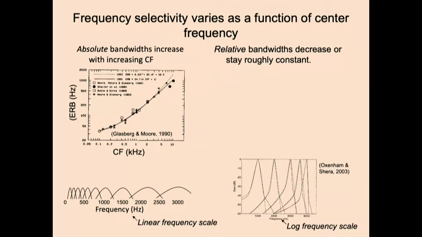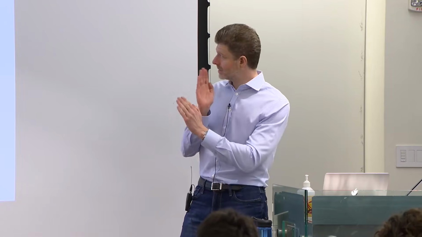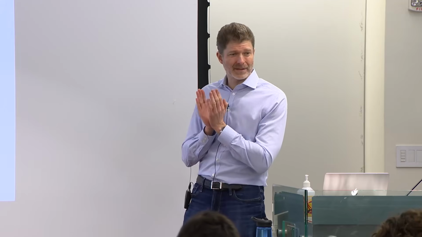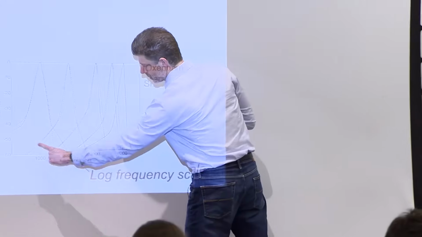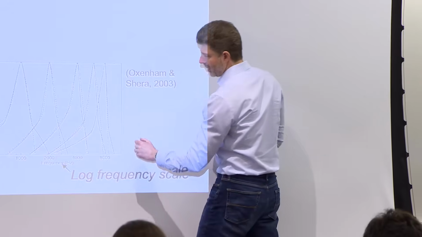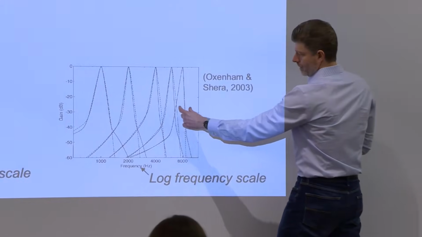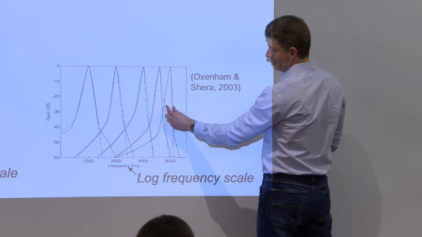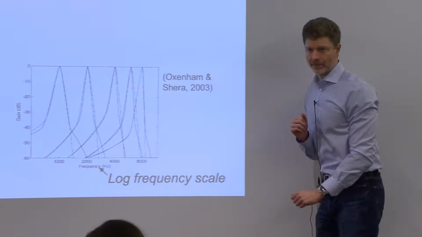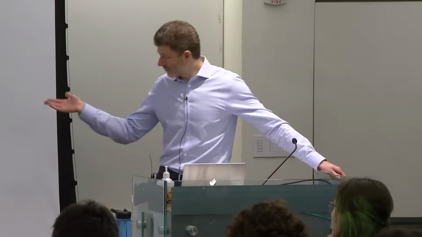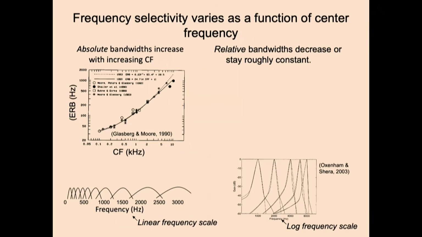Now, if you look at the relative bandwidths, so if you express the bandwidth relative to the center frequency, they actually stay pretty constant or even decrease. These are filters plotted on a logarithmic frequency scale, and you can now see that they look pretty similar at different points along the spectrum, and in fact maybe are a little bit narrower at high frequencies than at low frequencies. And again, this is a fairly general property of biological auditory systems. The filters have that property that when you look at them on a logarithmic scale, they look pretty constant.